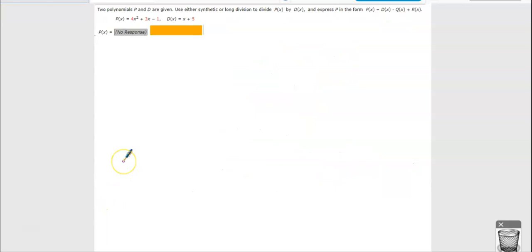All right, this one right here, two polynomials P and D are given. Use either synthetic or long division. I don't care which one you want to do. I like synthetic. Long division is longer, but some students prefer that one. So let me do long division. Try to be a little more specific with your questions. If you need help, I can help you. Here I'm going to go over long and synthetic just to show you. But it would be nice if I knew you just had a problem with long division or just a problem with synthetic.